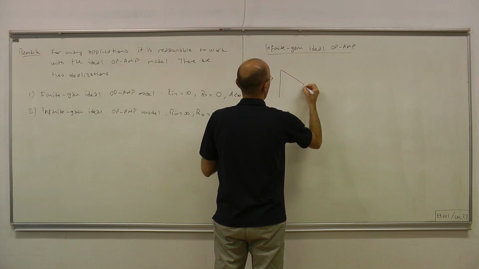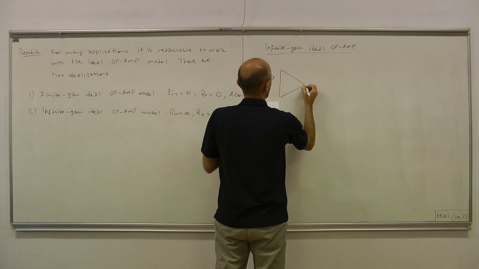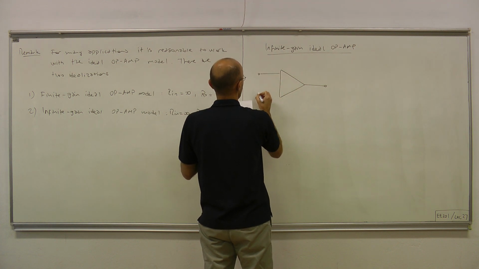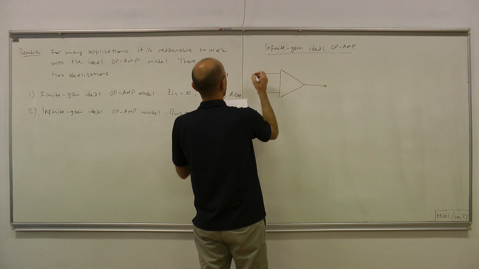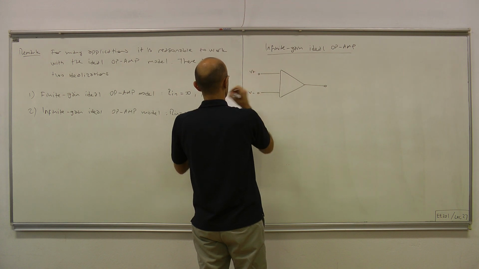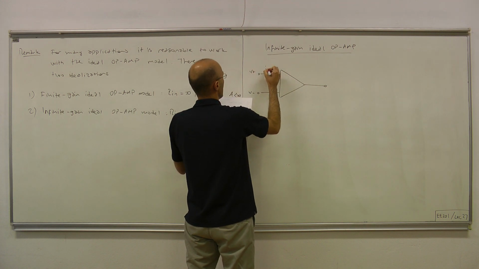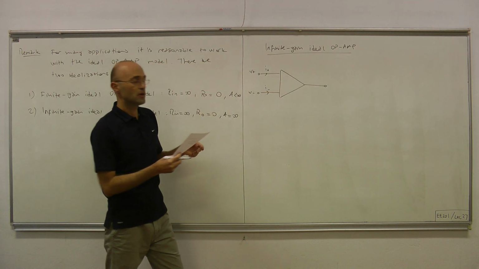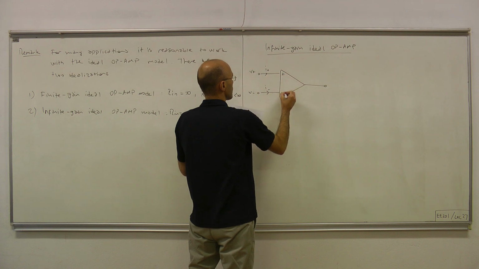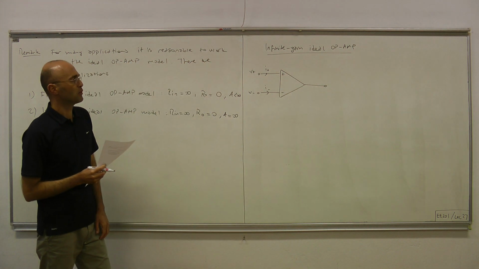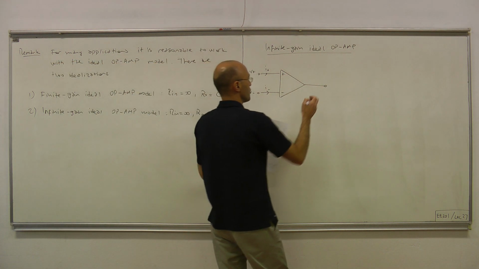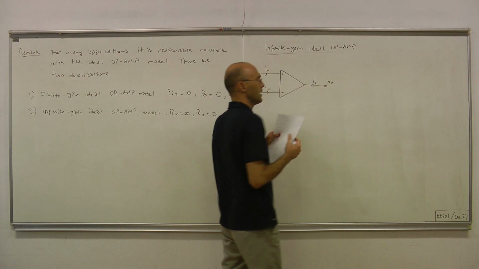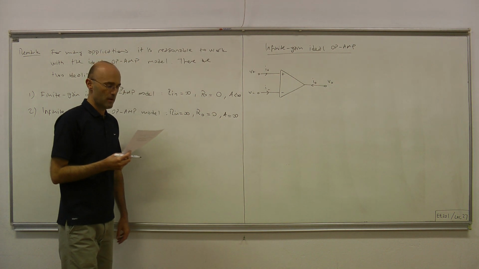Let me redraw the component. Okay. V plus, V minus. Here we have I plus, and here we have I minus, the currents into the op-amp from the non-inverting and inverting input terminals. This is our output terminal, V out, and this current, let's call it the output current into the op-amp.